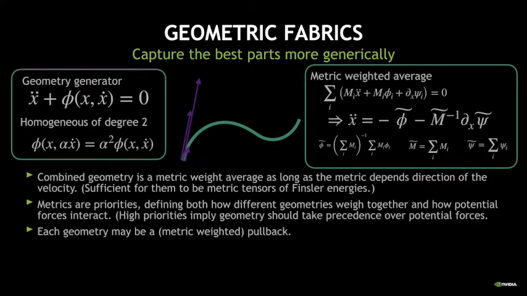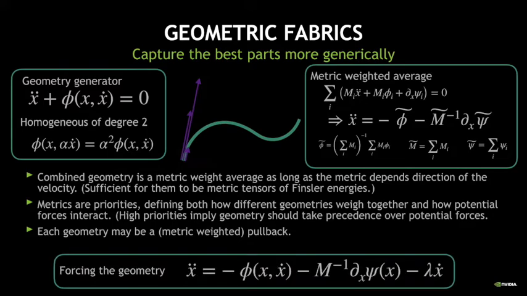Importantly, if the metrics are defined by what we call Finsler energies, which we'll talk about in just a second, we can show that these metric weighted averages of geometries always themselves end up being geometries in the end. So a metric weighted average of geometries itself ends up being a geometry, which is a nice consistency property. And importantly, we can take these geometries, force them by using the gradient of a potential, and we're guaranteed to optimize.